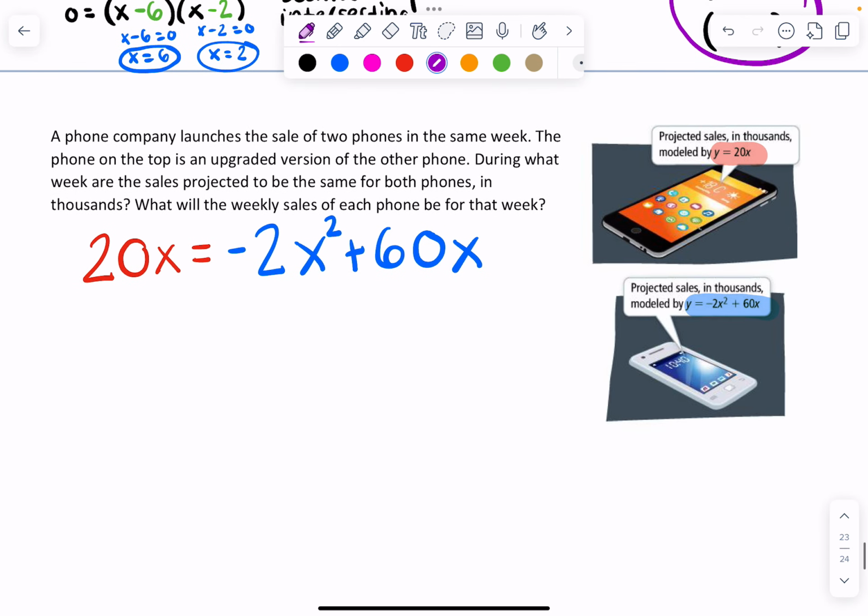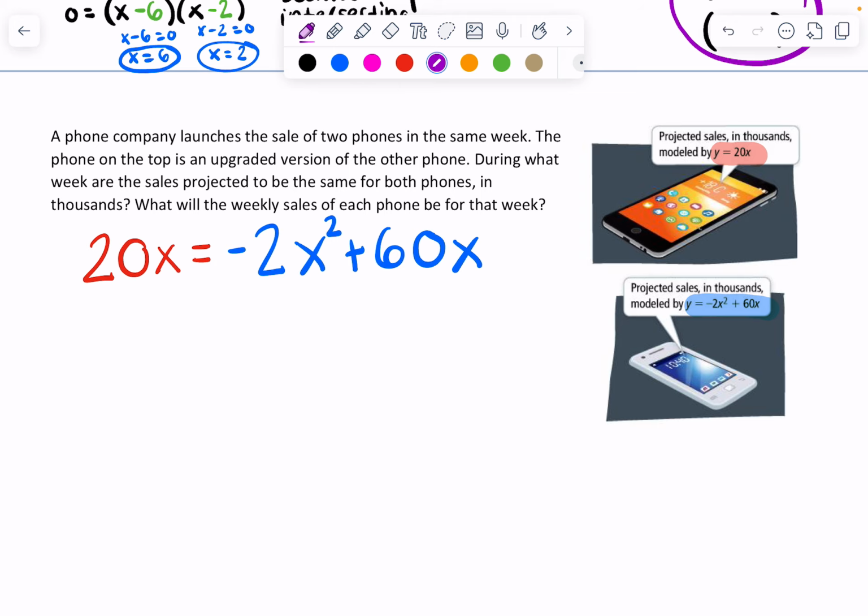Let's go ahead and bring this into a real-life situation. We have a phone company that launches the sales of 2 phones in the same week. The phone on top is an upgraded version of the other phone. During which week are the sales projected to be the same for both phones in thousands? What will the weekly sales of each phone be for that week?